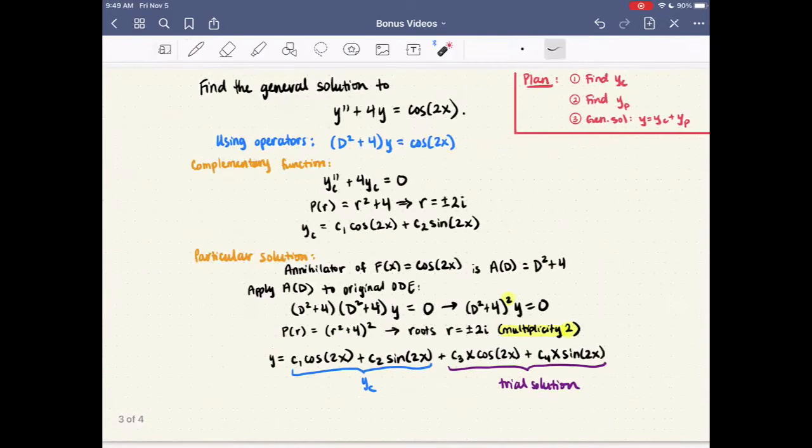Really quickly, I know that back here I had C3 and C4. Again, those are just constants, but I don't want to keep writing subscripts. So in my trial solution, I'm just calling C3 capital A and C4 capital B. If you like, you can leave them as C3 and C4, that's fine.